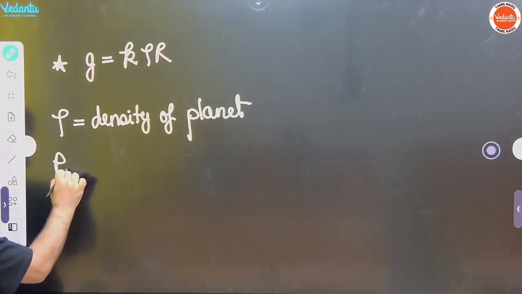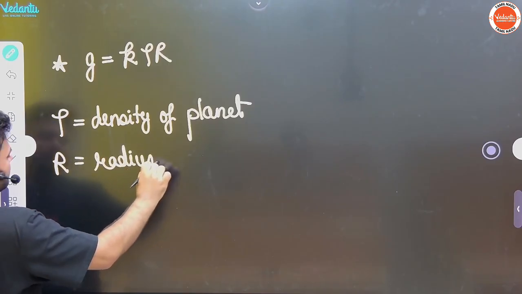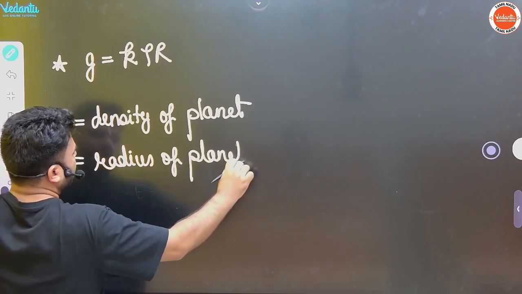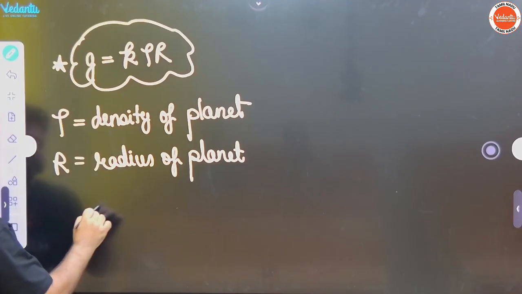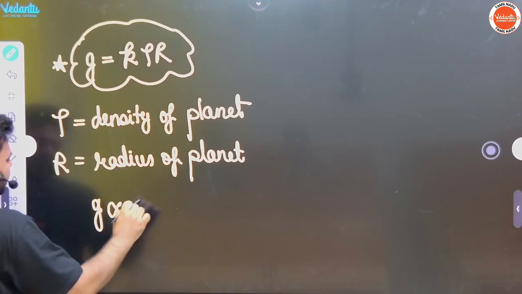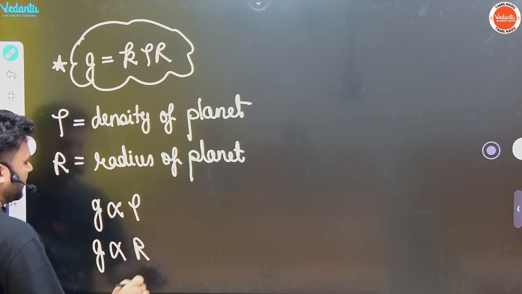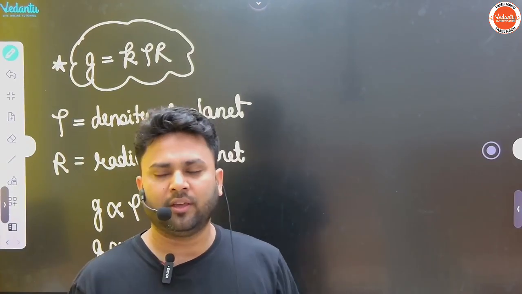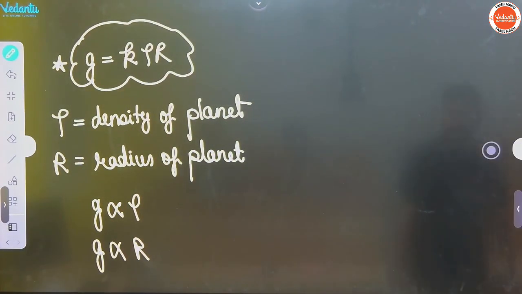What is r? Radius of any planet. So this formula is also important. You can see that G value is directly proportional to the density of the planet. G value is also directly proportional to the radius of the planet. Means if a planet has more radius, its G value will be more. If a planet has more density, its G value will be more.